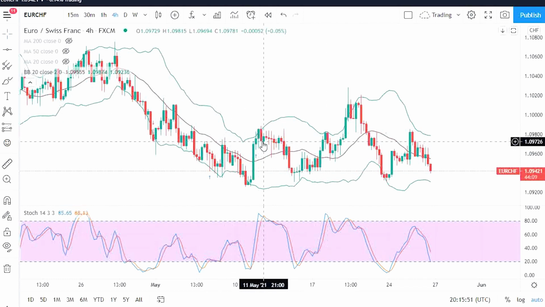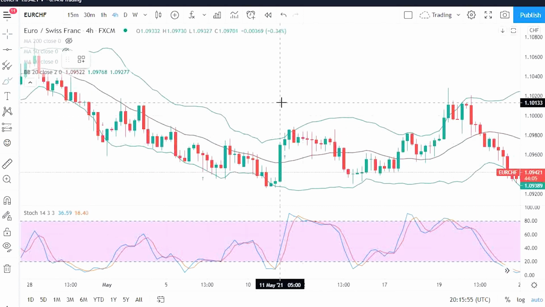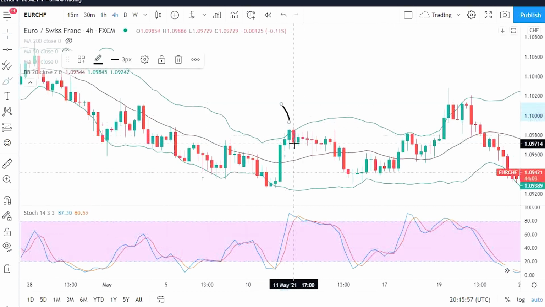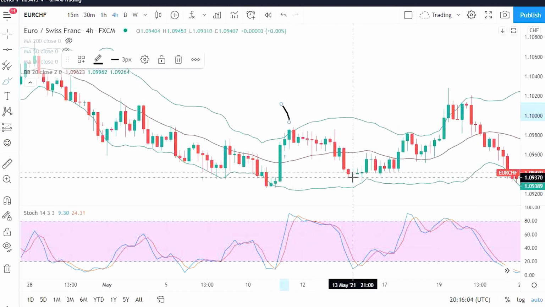Here's one right here, another engulfing situation. Engulfing bearish candle this time. Stochastic is overbought. It's testing the upper band, and we would take that short.